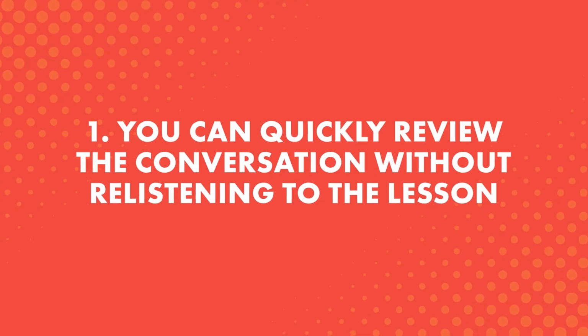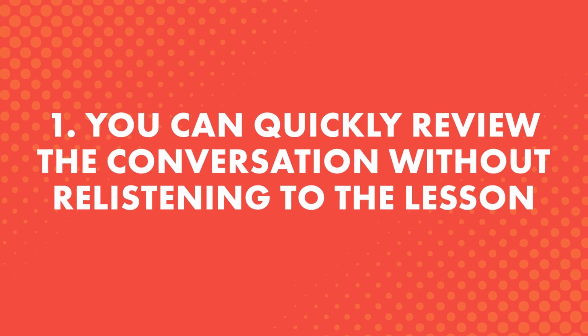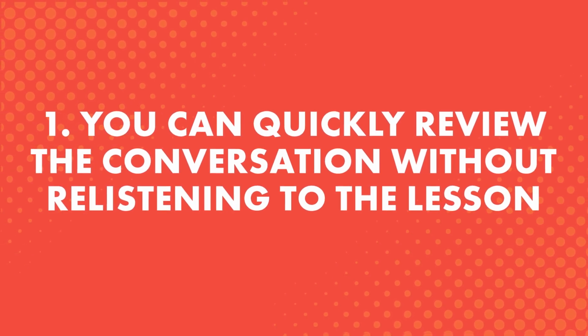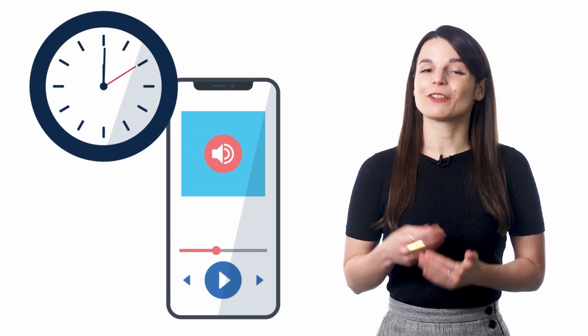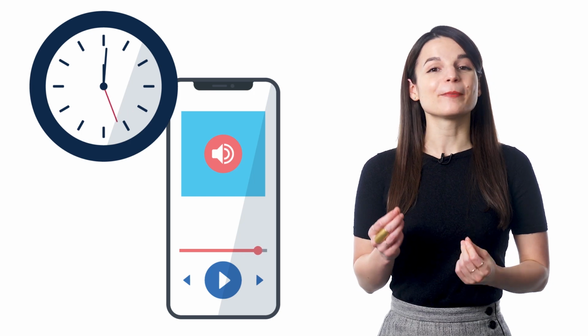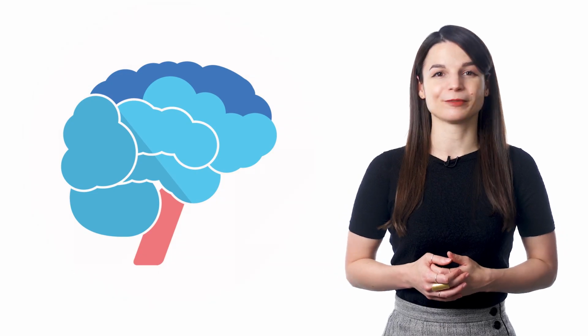That's where the dialogue track comes in. It gives you just the conversation. Here's what makes the dialogue track so powerful. First, you can quickly review the conversation without re-listening to the lesson. The dialogue track is just 10 to 30 seconds long, so it won't take you very long to cover both new and old information. This makes it perfect for a quick review of what you've just learned, and it helps keep it fresh in your brain.